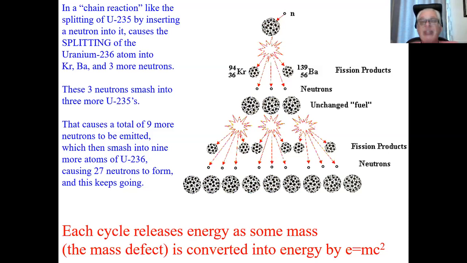Now, that can happen. And if there's more unchanged fuel, if there's more uranium-235, because you add more than one atom to start with, those neutrons could potentially hit 3 more uranium-235s, and all 3 of them will split into 3 kryptons and 3 bariums, and then 9 neutrons and more energy. And this propels it forward. And if there's more uranium, then 9 uraniums can get split into 9 more kryptons and 9 more bariums and 27 neutrons, and then more energy. And it gets bigger and bigger and bigger.